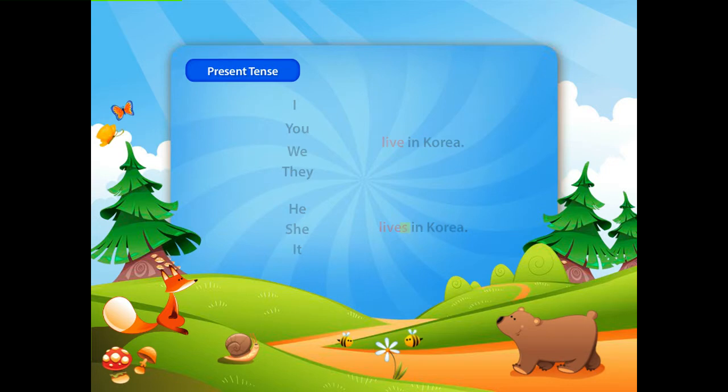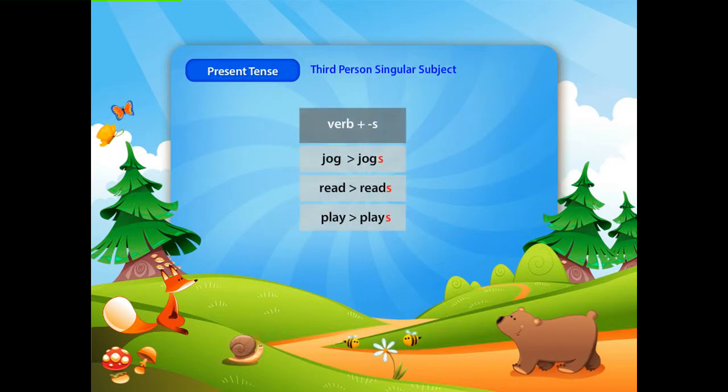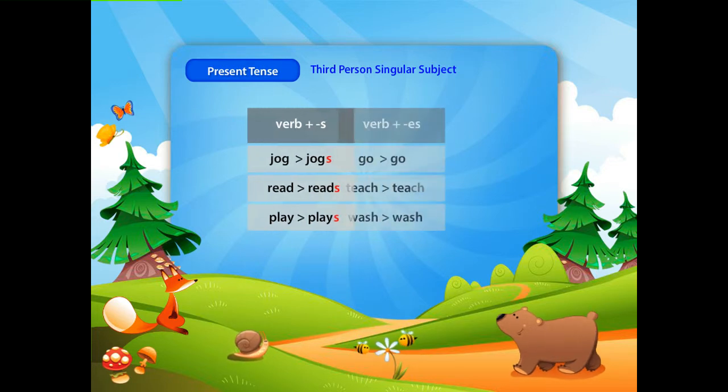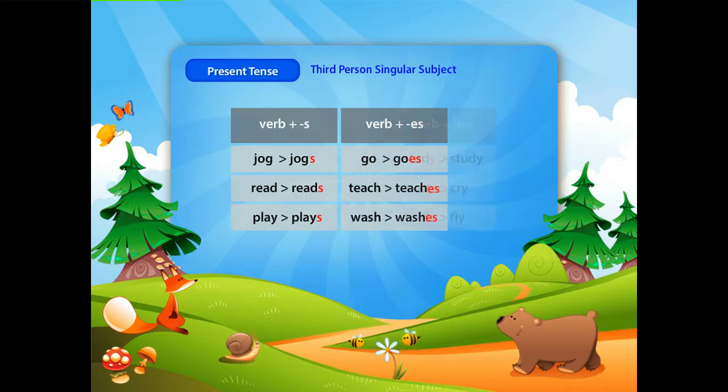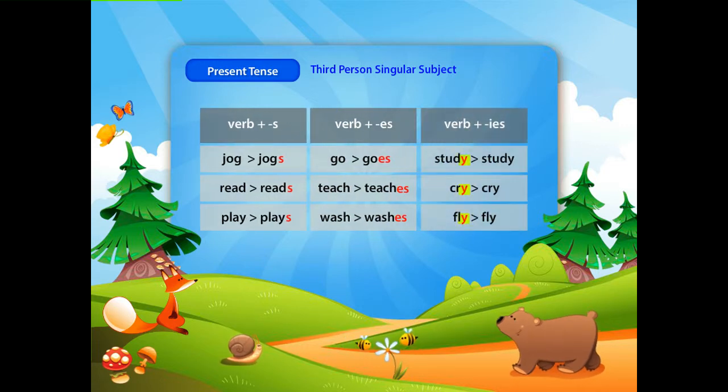Normally, you put an s at the end of a verb that follows a third person singular subject. However, for a verb that ends with o, sh, ch, you add es. For example, he goes, she teaches, or it washes. When a verb ends with a consonant plus y, for example, dy, ry, ly, change y into i and put es at the end.